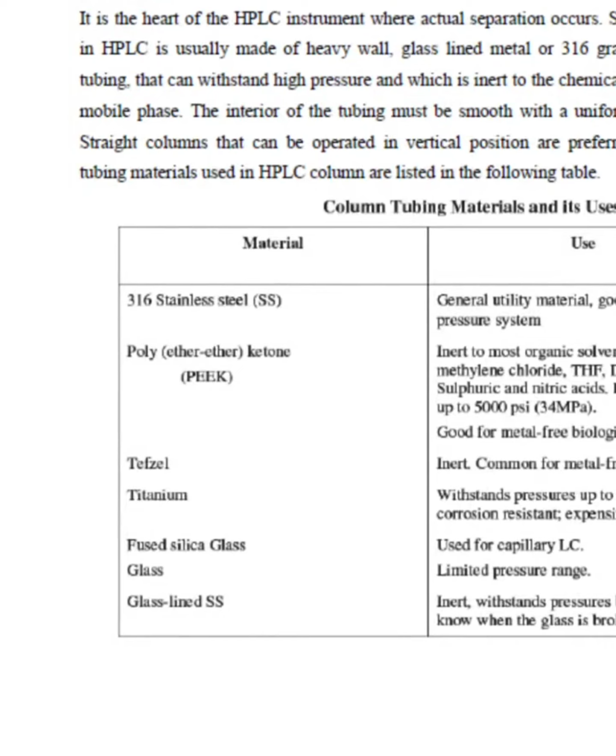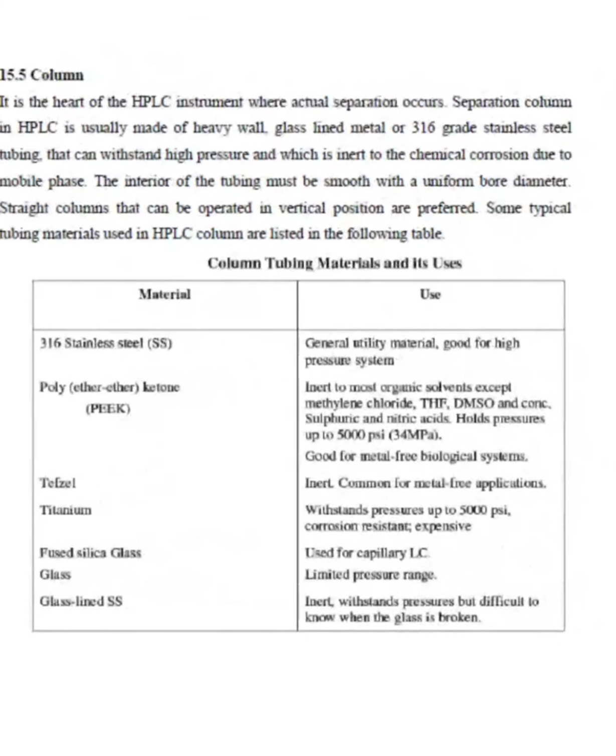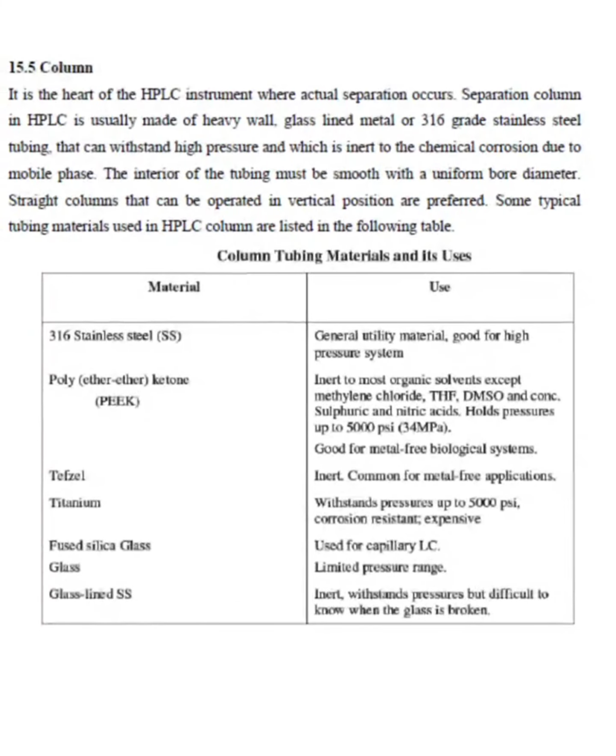Coming to the part of the instrument where we are going to study the columns we use for different samples. In HPLC, we are going to use stainless steel columns, polyether ether ketone columns, Teflon columns, titanium columns, fused silica glass columns, or glass-lined stainless steel. So column tubing materials and their uses generally depend on the sample, on what samples have to be separated. So you will be using them accordingly.